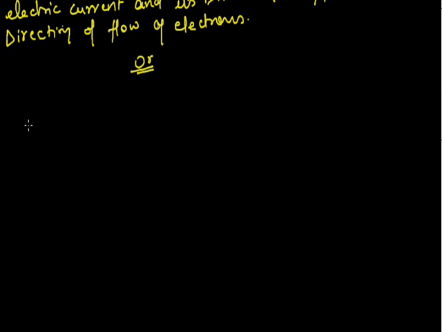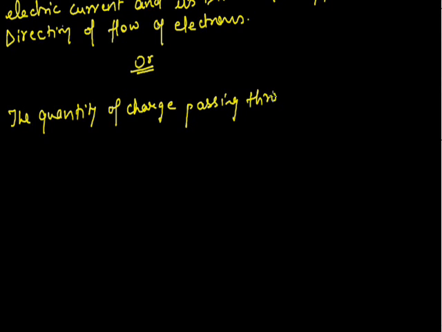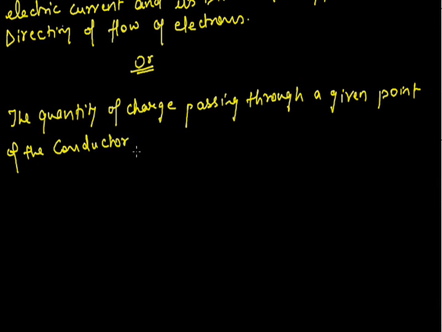Or we can say that the quantity of charge passing through a given point of a conductor in 1 second is called electric current.